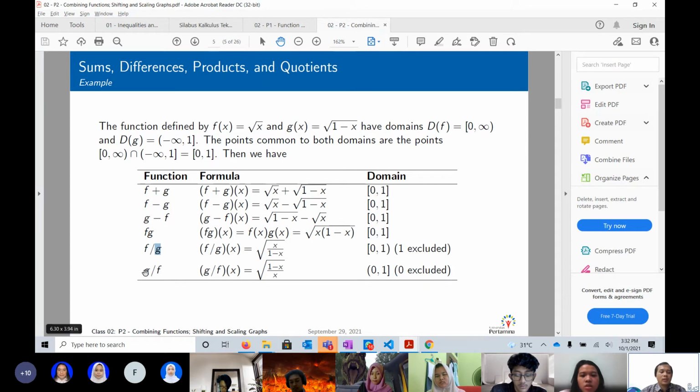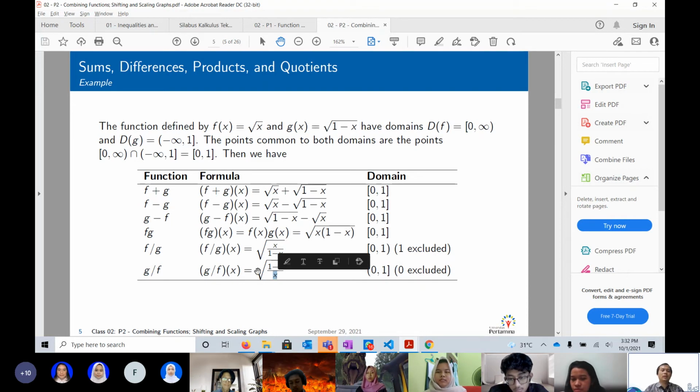The same thing happened with g divided by f. In this case, f cannot be 0, meaning that whatever value of x makes f equal to 0 must be excluded in the domain, like this. Because if x is equal to 0, then f of x equals 0, and we cannot define the value of this function.